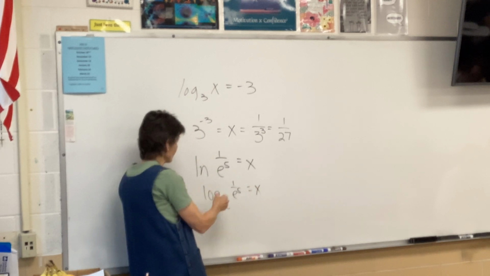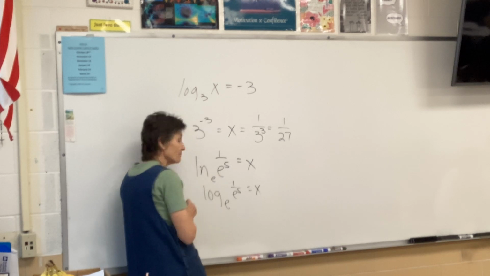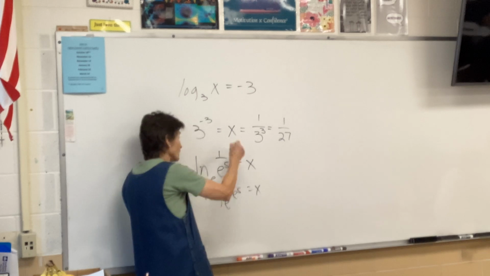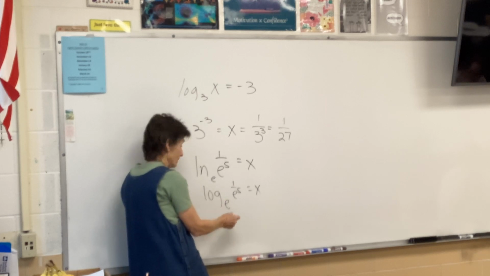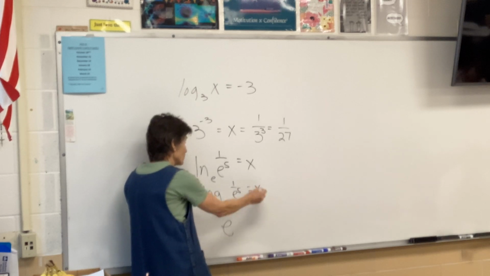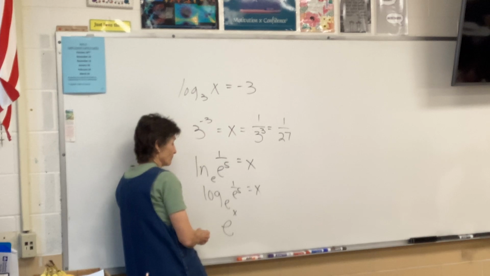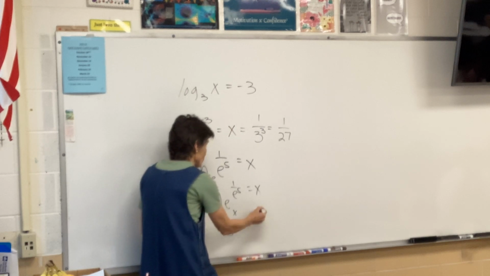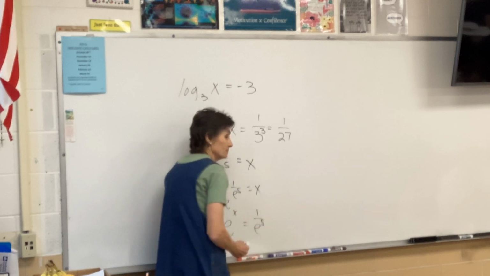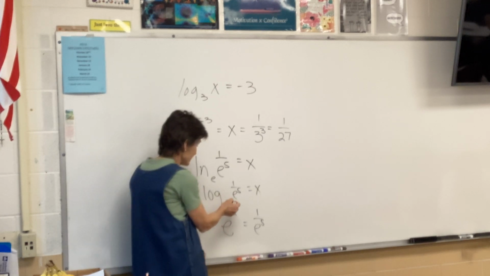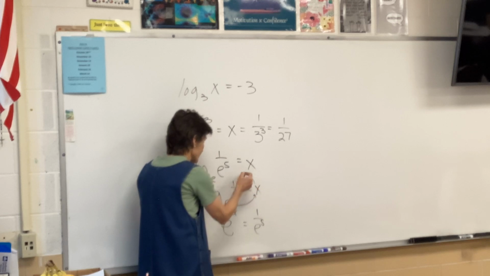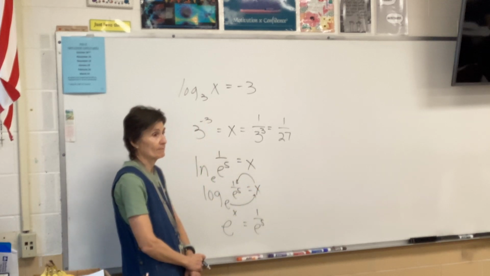Now you don't have to rewrite it. You can just slip a little e in there if you want to. It's up to you. You need a base though, because if we're going to loop-de-loo, we got to have a starting number. So our starting number is going to be e. So e to the x equals 1 over e to the 5th.